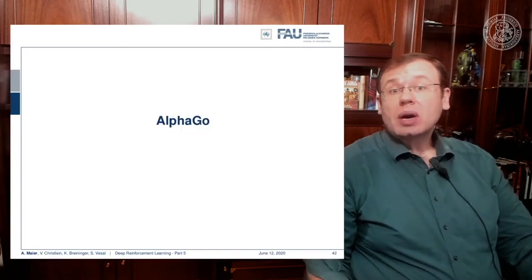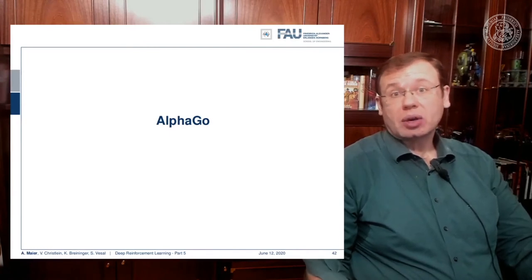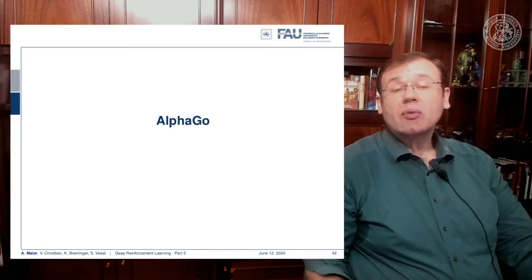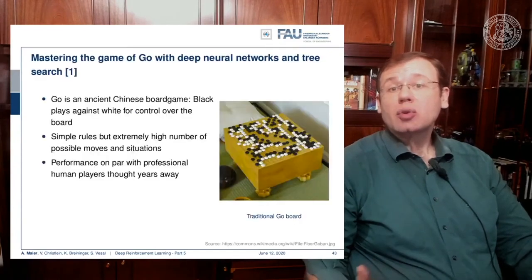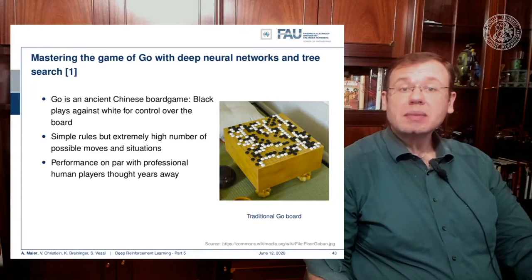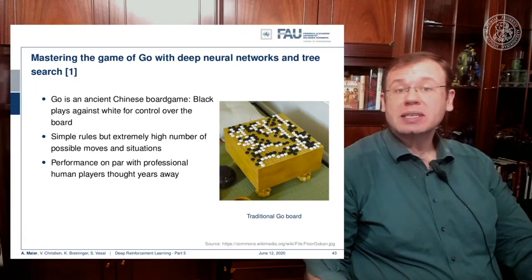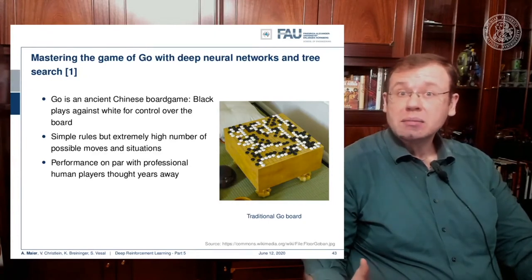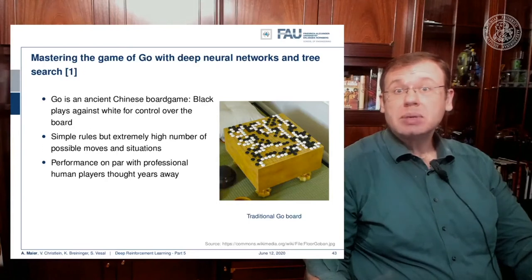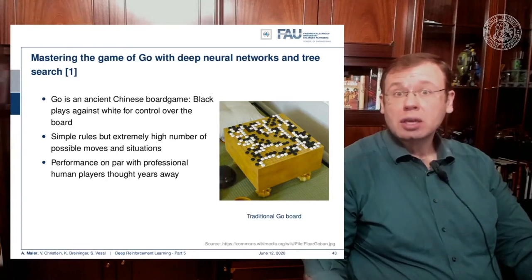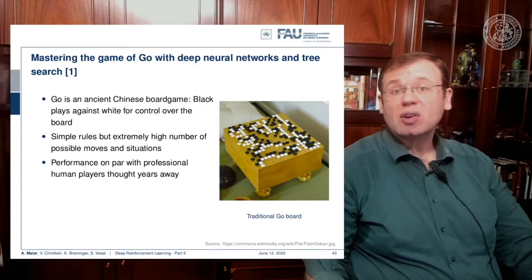What else? Well, of course we need to talk about AlphaGo in this video, and we want to look into some of the details of how it's actually implemented. You already heard about this one, it's from the paper Mastering the Game of Go with Deep Neural Networks and Tree Search. We already discussed that Go is a much harder problem than chess, because it really has a large number of possible moves and therewith also a large number of possible states that can potentially emerge.